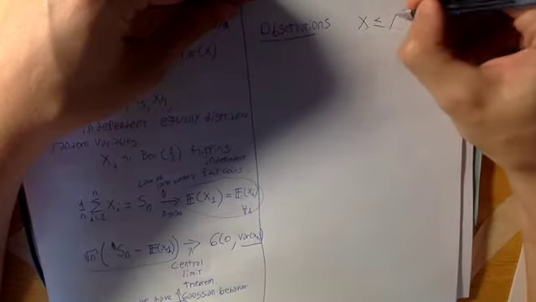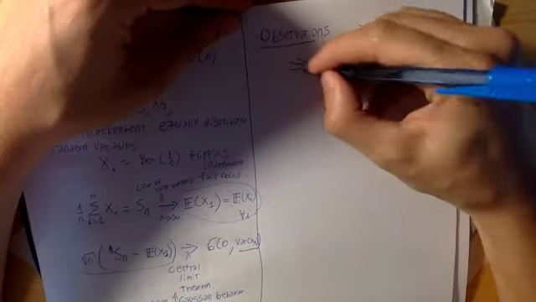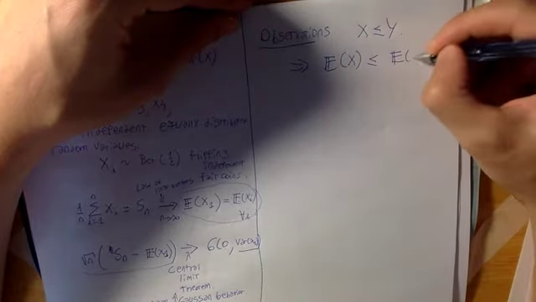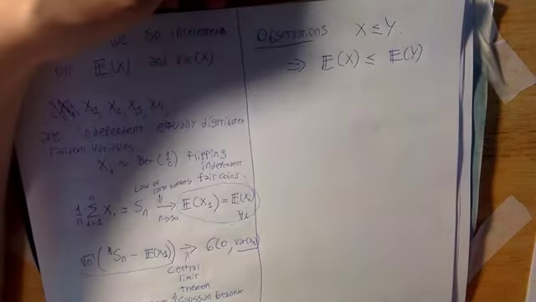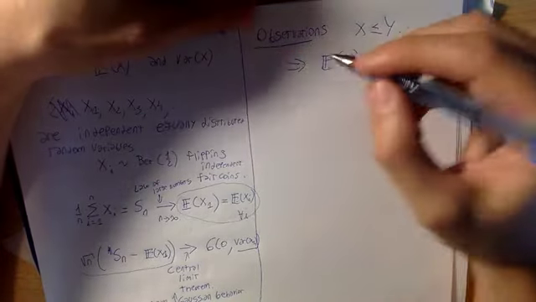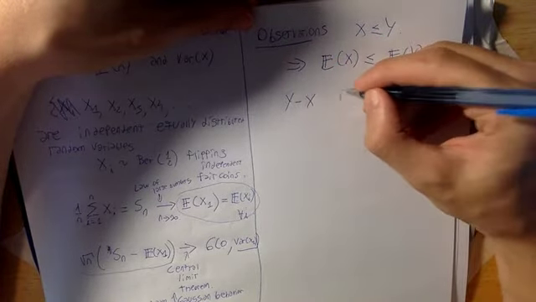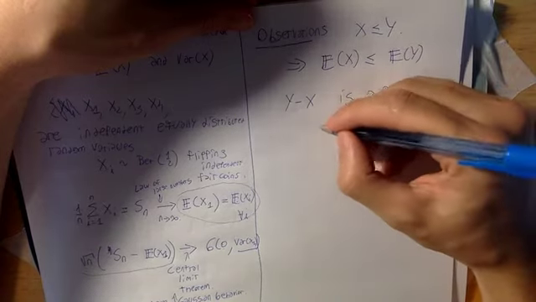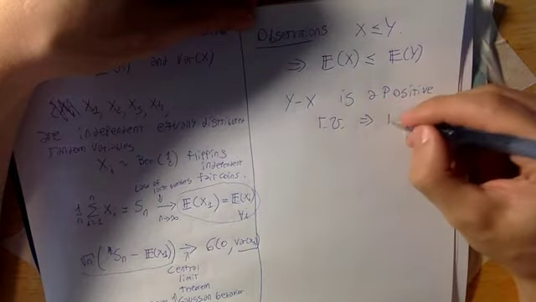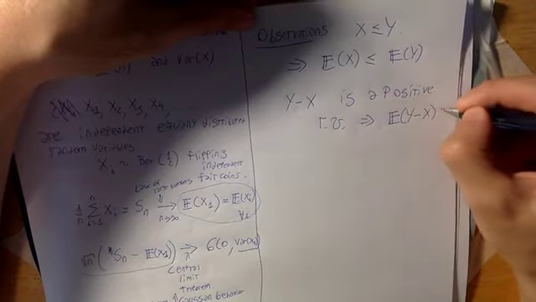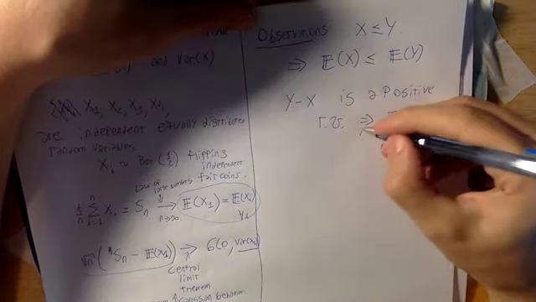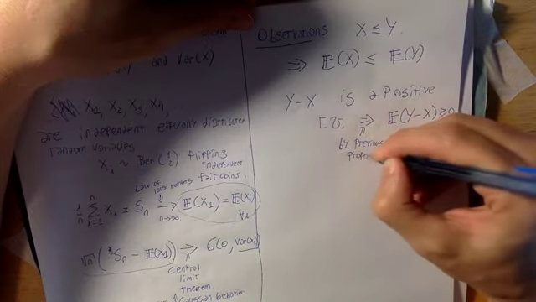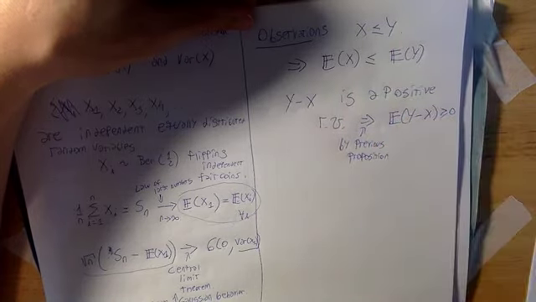So if we have x less or equal than y, then the expectation of x is less or equal than the expectation of y. How do you actually show this? You can check that y minus x is a positive random variable, then the expectation of y minus x is bigger or equal than 0. This is by the previous proposition, from the previous class.